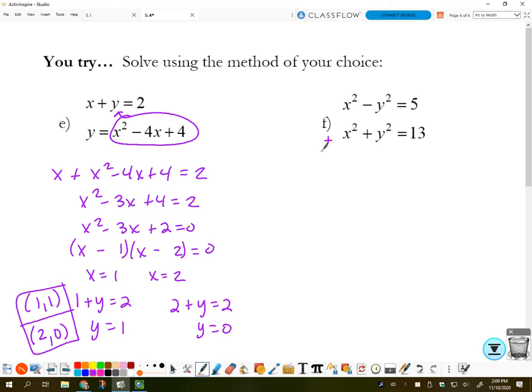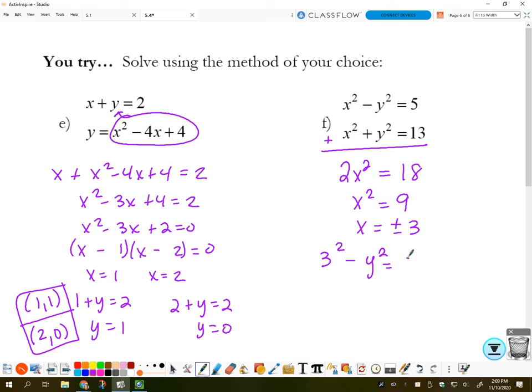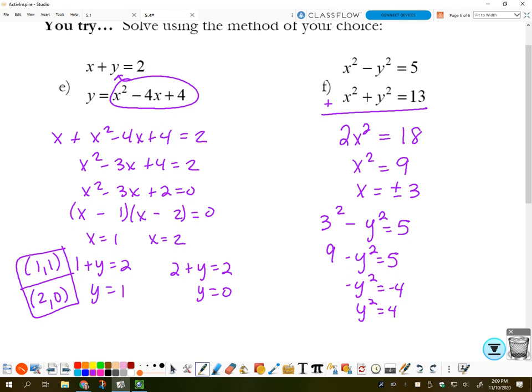Alright, so over here, I think I can just add them because the y's are going to cancel. So I have 2x squared, no y squared, equals 18. So x squared is equal to 9. So x is equal to positive and negative 3. Alright, so we go back and we plug in the positive 3. So this is 9 minus y squared. So subtract the 9, divide by the negative, and you get that y is equal to positive or negative 2.